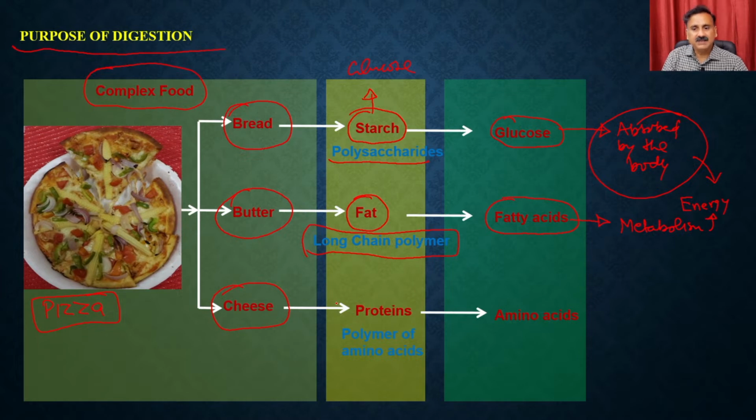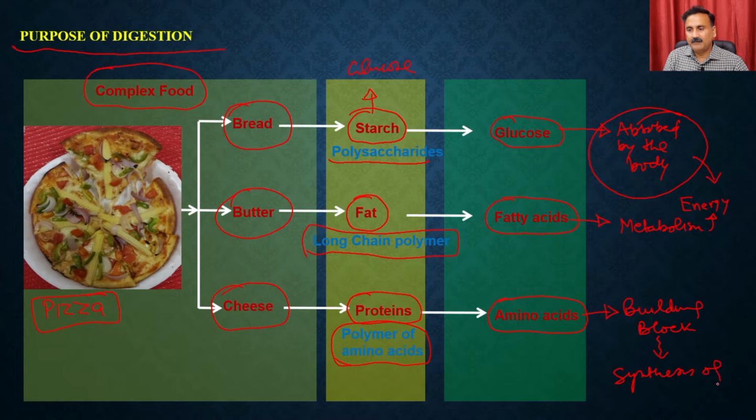Similarly, the cheese is made up of the proteins, and the proteins are the polymer of the amino acids, and that can be converted into the amino acids, and the amino acids are going to contribute as a part of building blocks, which means they are going to be utilized for synthesizing newer and newer proteins in the host, and that's how it is going to help in the synthesis of the new proteins.